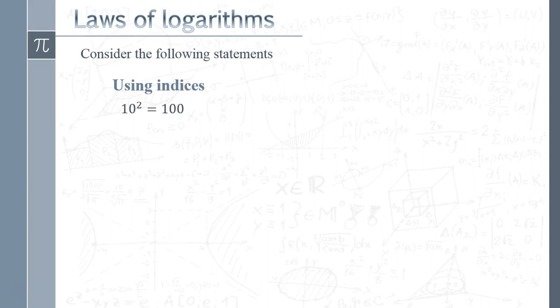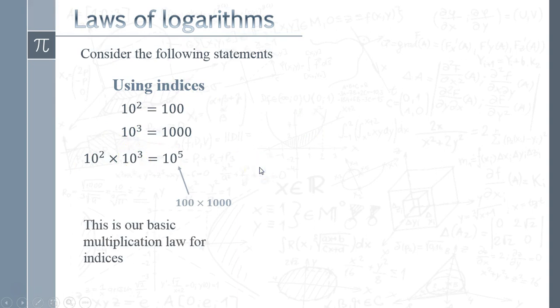So there we go, there's a statement. We know 10 squared equals 100, we know 10 cubed equals 1000, and we know that 10 squared times 10 cubed will become 10 to the power of 5. So we know that when you're multiplying with the same base, you add the powers. Basic stuff, all fairly straightforward.